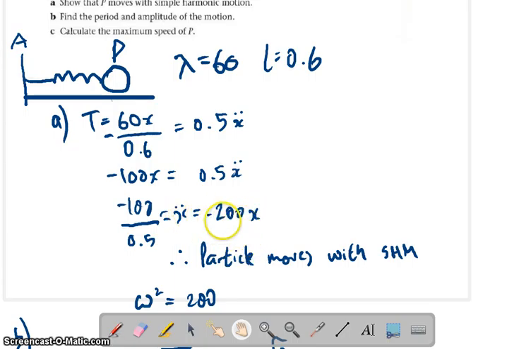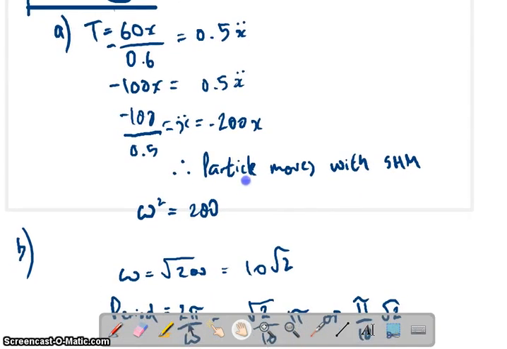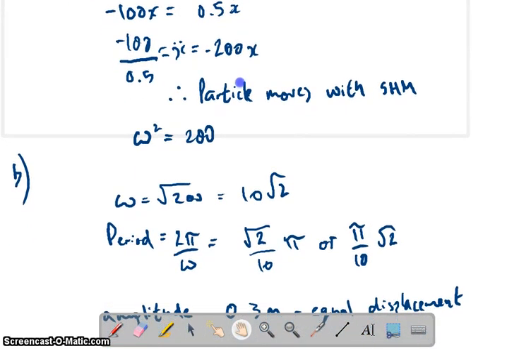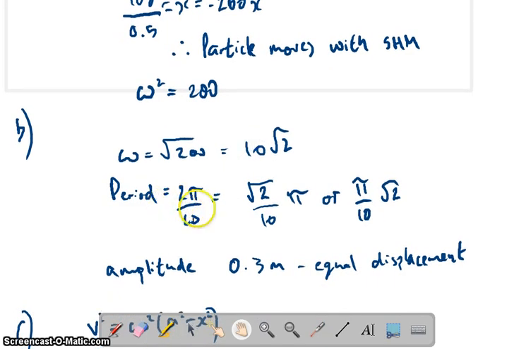So this 200 will become our omega squared. But once we've found this, that's the proof that the particle moves with SHM. So that's the first job done. Then the second part is to find the period. So using the fact that omega squared is equal to 200, omega is the root of 200, or 10 root 2. So the period is 2 pi over omega.